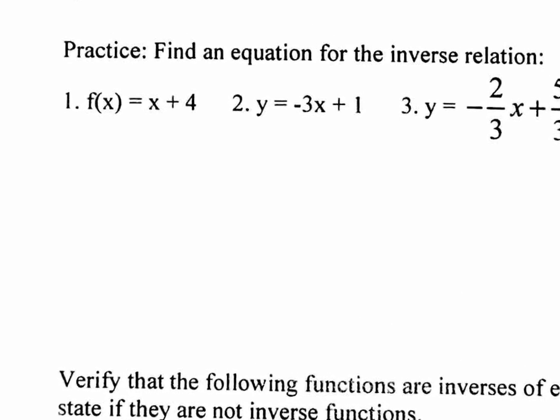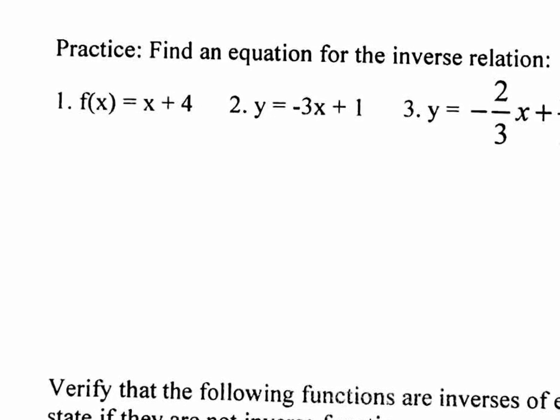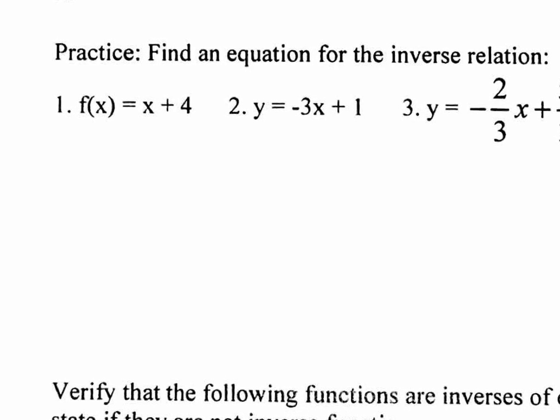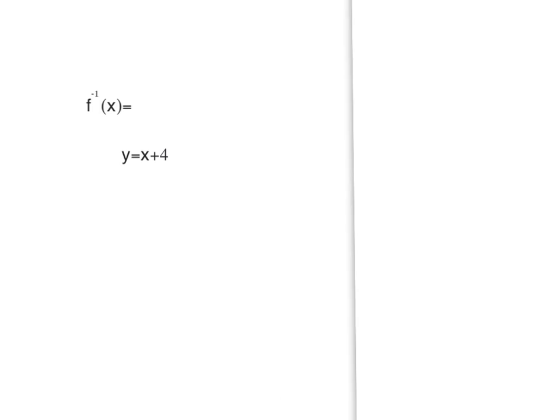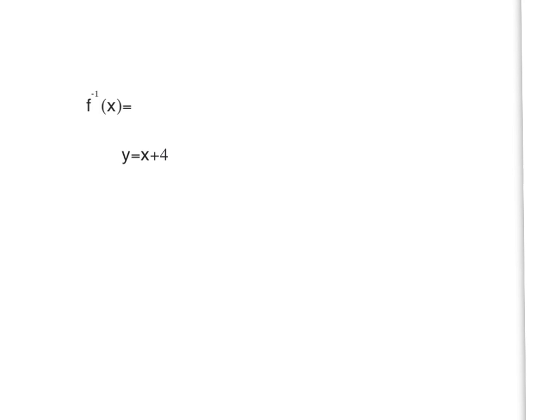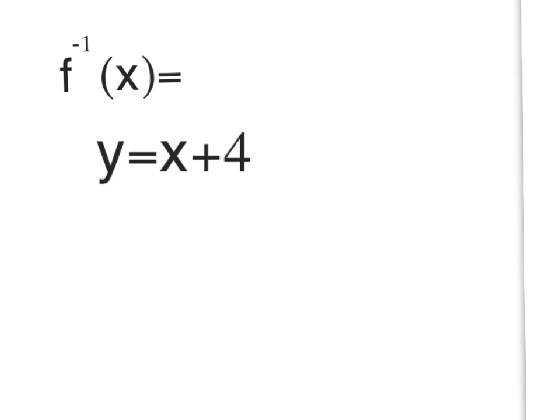Okay? So let's take a look at this first part. It says practice. Find an equation for the inverse relation. So right here we have f of x equals x plus 4, and we want to find the inverse of it. This is the notation. So this is saying that we're going to find the inverse of it, and right here I wrote it, instead of f of x, I wrote it as y. Okay, so anyways, how do we find the inverse of something? You switch x and y and then solve for y.